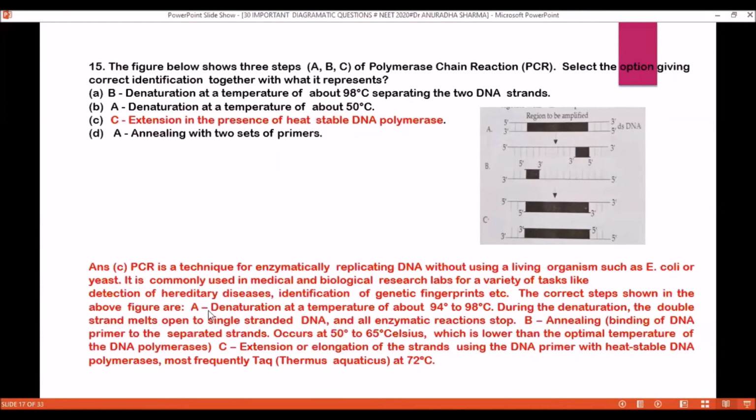So the correct steps are: first, denaturation at a temperature of 94 to 98 degrees centigrade. B is annealing, that is binding of DNA to primer on separated strands. It occurs at temperature 50 to 65 degrees Celsius. And C is extension or elongation of strands using the DNA primer with a heat labile DNA polymerase. So option C, that is extension in presence of heat labile DNA polymerase, is the correct option.